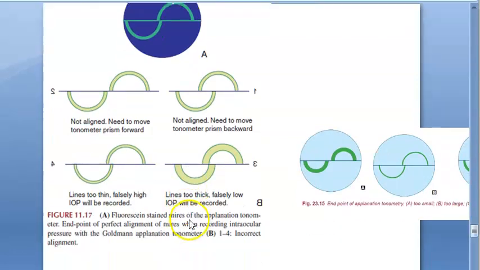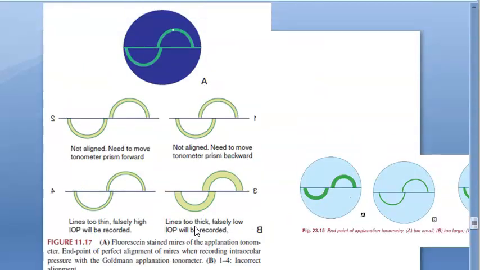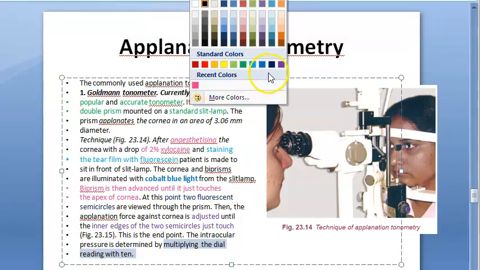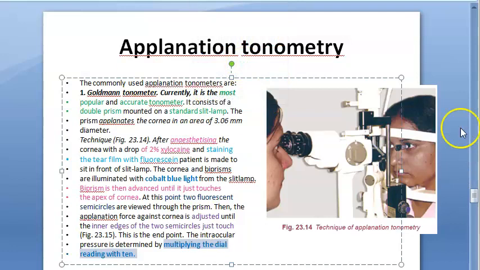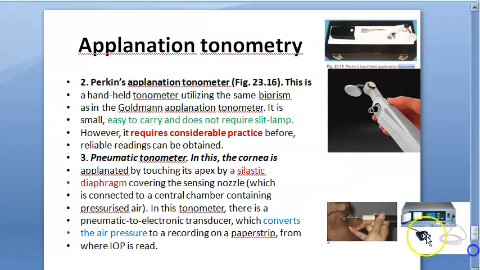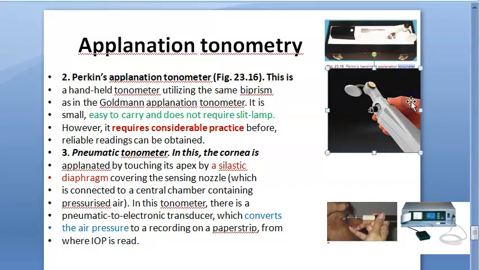Then Goldmann is over. Whatever reading you get, you have to multiply by 10. Multiplying the dial reading with 10. This is important. Okay guys, then we saw Perkins Applanation Tonometer. This one basically is handheld. It also has this double prism, but it requires a lot of practice.